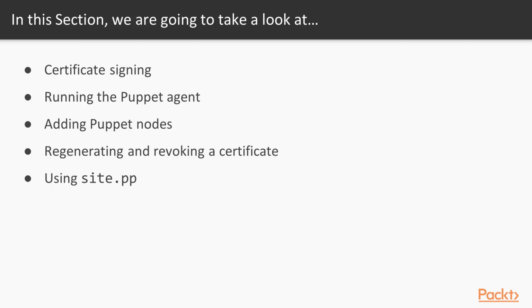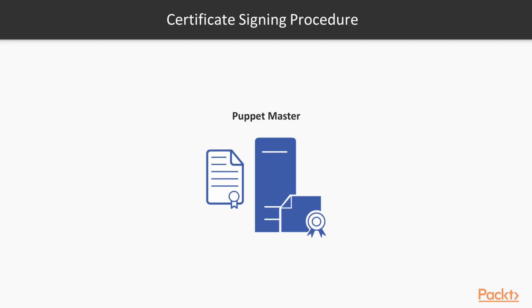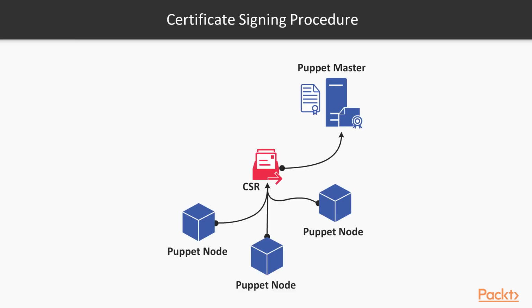So let's get started. In this video, we will learn how to sign certificates from our Puppet master and will also learn how to automatically sign certificates for a particular domain. So Puppet comes with a certificate authority service that accepts certificate signing requests from nodes. It also serves certificates and a certificate revocation list to nodes and optionally accepts commands to sign or revoke certificates.